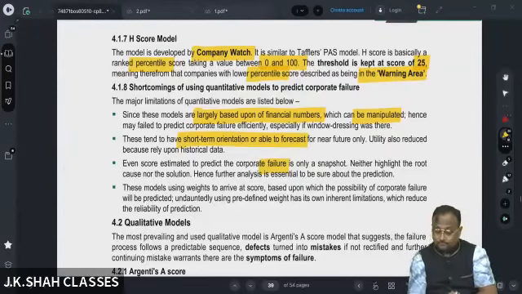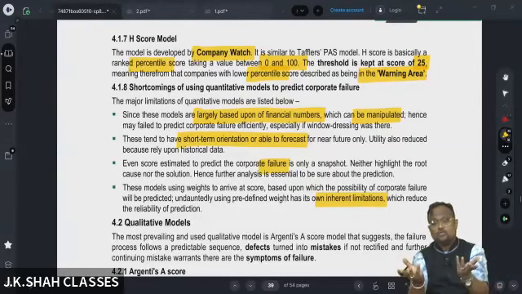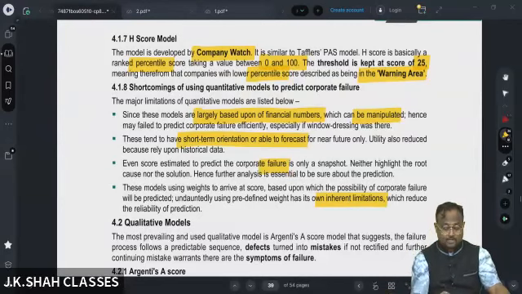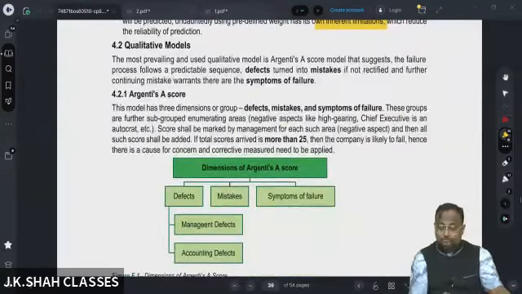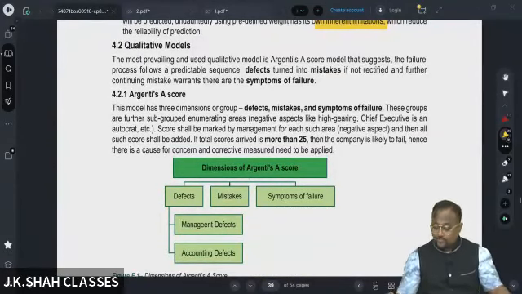Undoubtedly, using predefined weights has its own inherent limitation. ये अब weights इन्होंने assign किए 5.36, 1.3 जो उनको उन्होंने apply किया है, हम लोग follow कर रहे हैं. But what is the guarantee that this is right? So after quantitative methods, there are qualitative methods to be discussed.